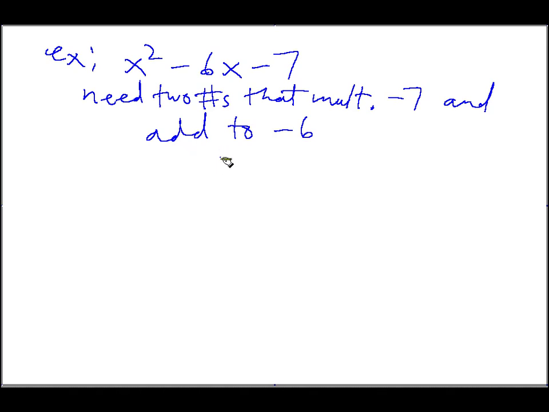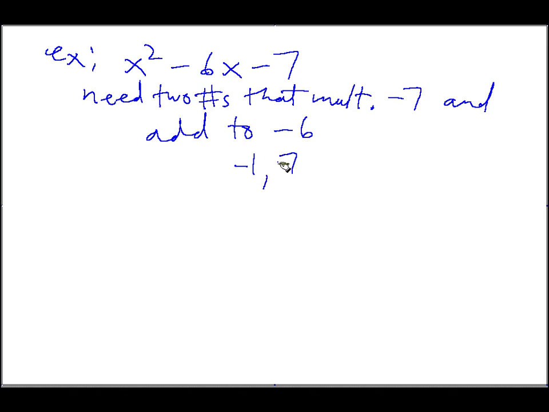Well, let's think about this a little bit. The only two numbers that multiply to 7 are what? 1 and 7. All right? That's it, right? There's no other possibilities in terms of the integers. So let's go ahead and figure out the signs then. Now, I want to multiply to -7 here, right? So, for example, if I put a -1 here, -1 times 7, that is -7. But what is -1 plus 7? Well, that adds up to +6.